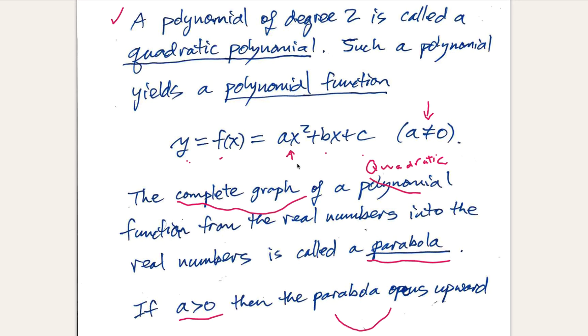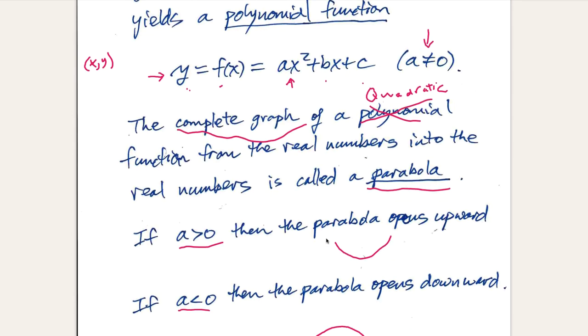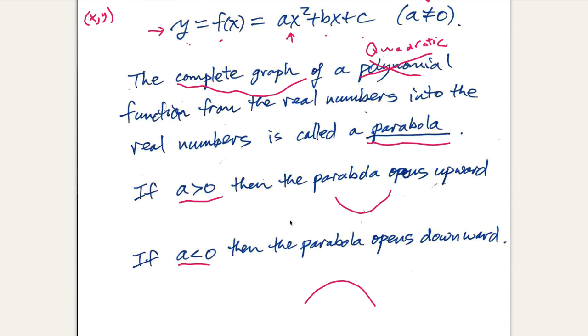Alrighty? Now, let's talk about graphing this thing. You notice that I put a y out here. I said y equals f of x. That's because we're going to imagine plotting points x comma y in the Cartesian plane, in other words, graphing the polynomial function. The complete graph of a quadratic polynomial function from the real numbers into the real numbers is called a parabola. So the name of the graph is a parabola. You probably heard of stuff like parabolic or paraboloid. These come from the word parabola.